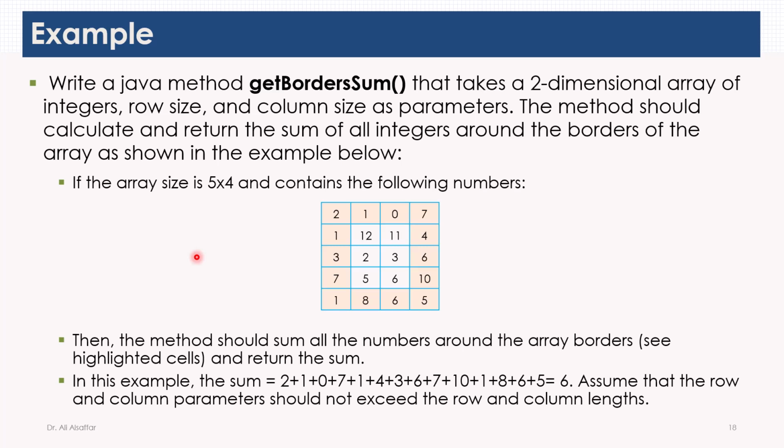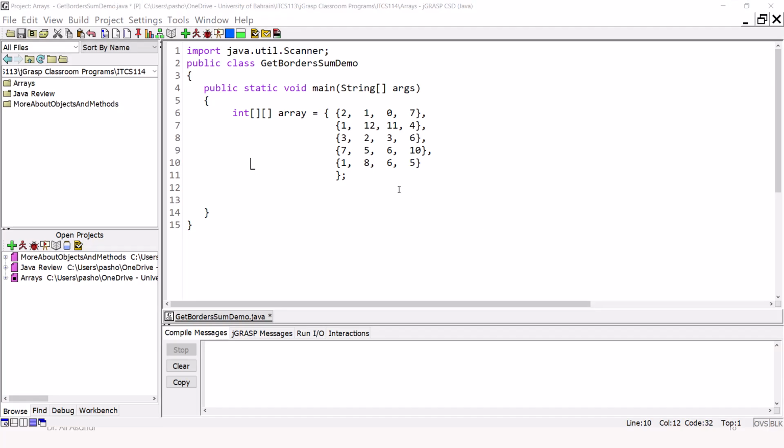So let's go to JGrasp and implement the first way by visiting the elements row by row and testing for the border elements, and we add them to the sum variable. We have prepared a demo program to test the method getBorderSum. We have an array initialized with some data. We want to find the sum of the border elements of this array by passing it as a parameter to the method getBorderSum. Let us first define the method and then we will show you how to call this method.